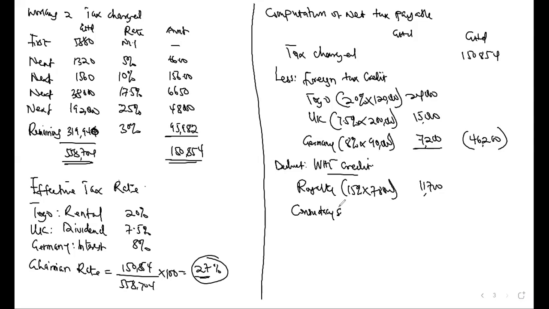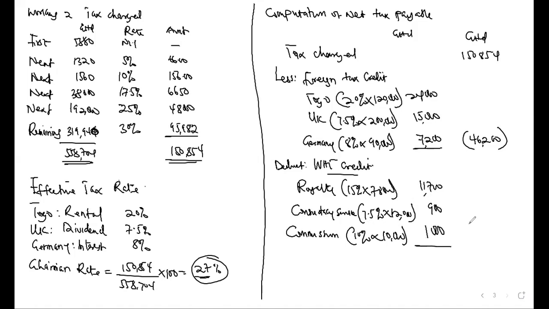We say it's on account. The total tax is 7.5% of 12,000, which gives you 900. Then the insurance commission: 10% of 10,000 is 1,000. I think that's all the withholding tax credits. It's only three withholding taxes on account that we've added. So 11,700 in addition to 900, in addition to 1,000.